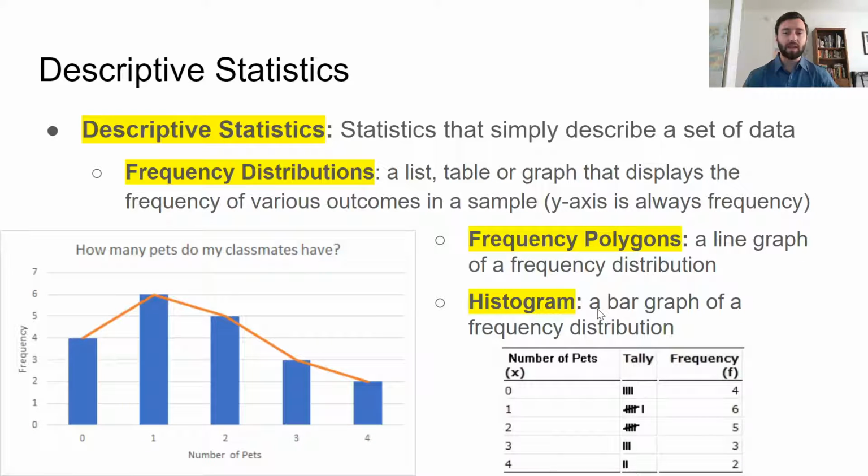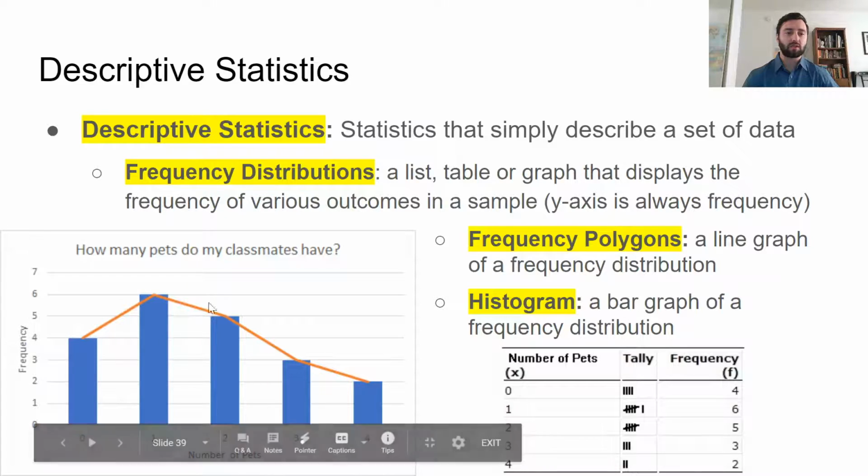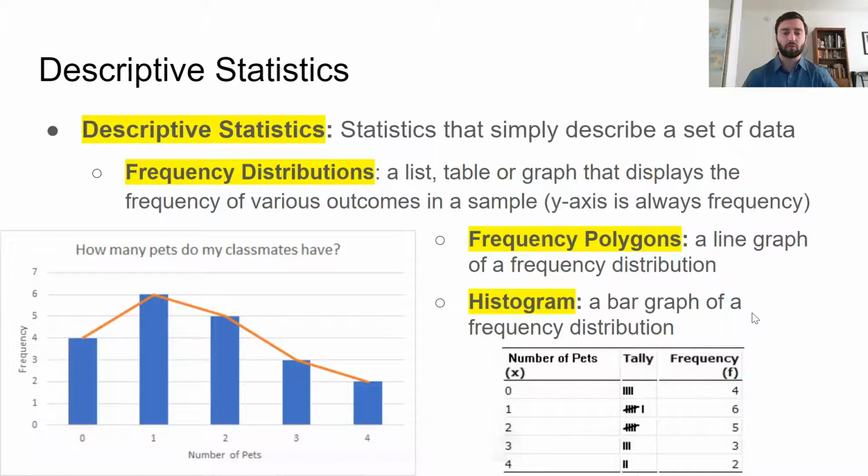A histogram is the same thing, except it's in bar graph form. So we're just seeing those bars. Again, they're representing the exact same information that our line graph is showing. It's just a different form. I just put both of them on top of each other.